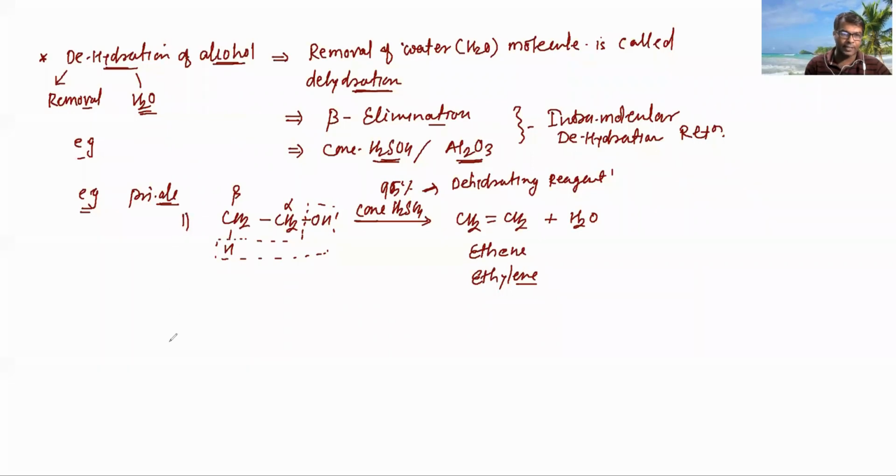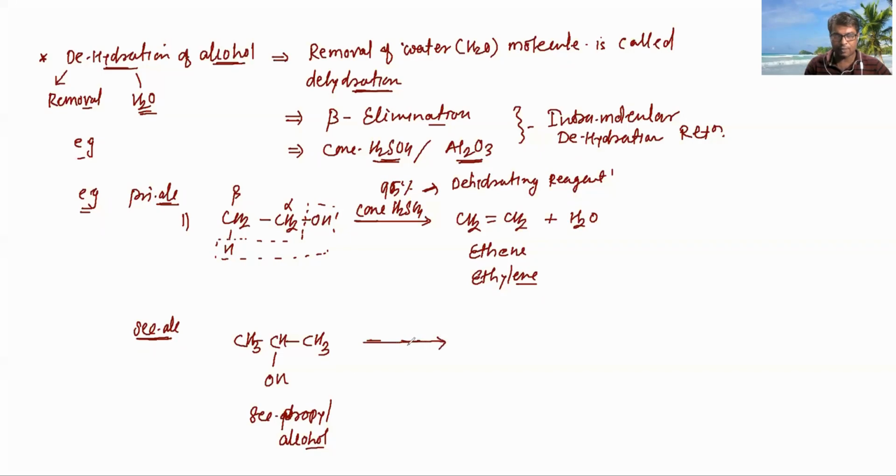Okay. The second example is the secondary alcohol. If we take a secondary alcohol for dehydration, a secondary alcohol means the carbon attached to two carbon atoms is called a secondary carbon, and the OH attached to the secondary carbon is called a secondary alcohol. For example, secondary propyl alcohol, or propan-2-ol in IUPAC name. Now, secondary alcohol undergoes faster dehydration as compared to primary alcohol.